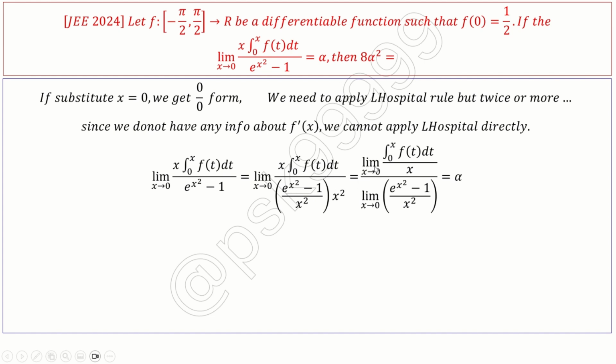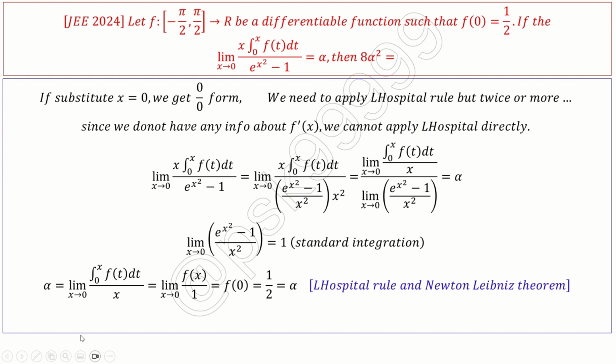So I will divide this into numerator, limit x tends to 0 of the integral from 0 to x of f of t dt divided by x. This limit is applied to this one, and divided by the limit as x tends to 0 of (e to the power of x square minus 1) by x square. This is 1, and the whole thing is alpha. So now this is simple. This is a standard limit, which is 1.